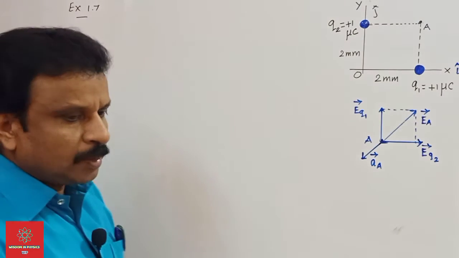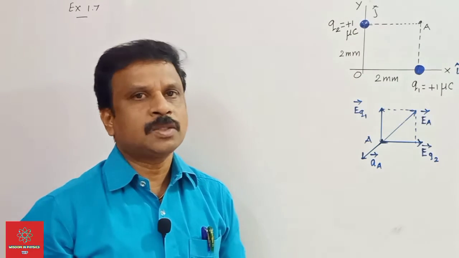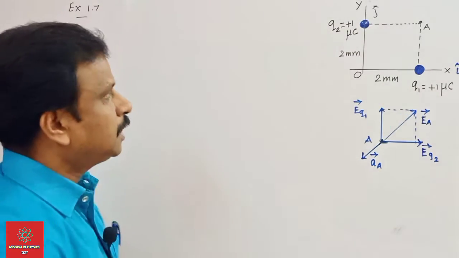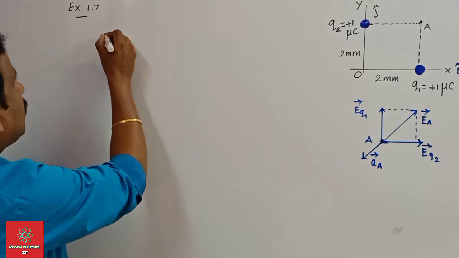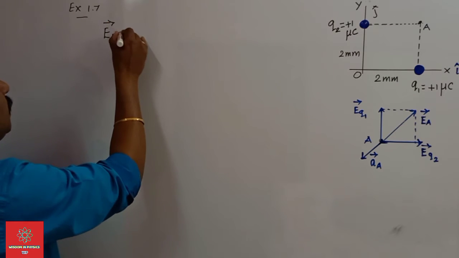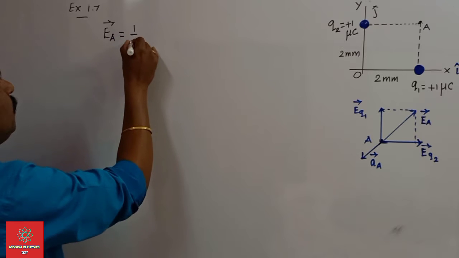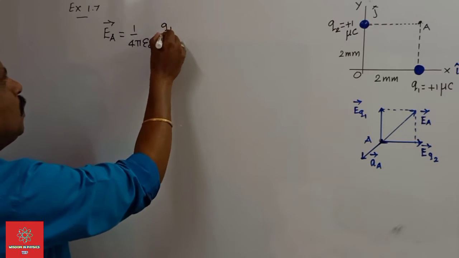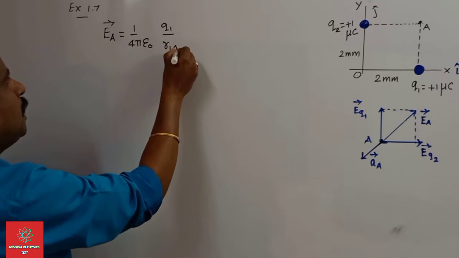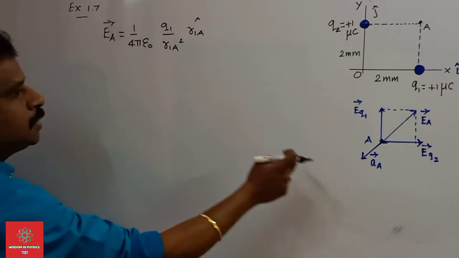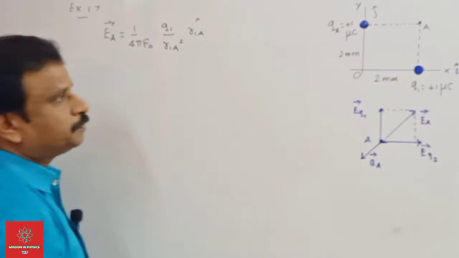Already we know the electric field is kq by r square. We are going to use the superposition principle. Using the superposition principle, how can I write? The electric field at a point A is E_A vector, that is equal to 1 divided by 4 pi epsilon 0 times the first charge Q1 divided by R1A square into R1A cap. Correct? So this is due to the first charge.